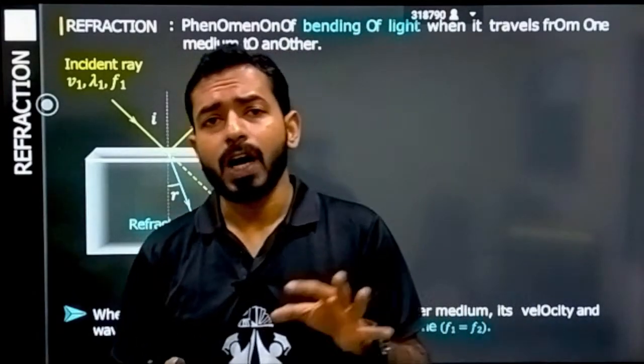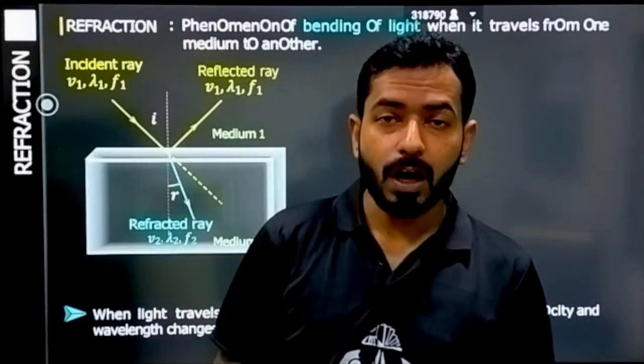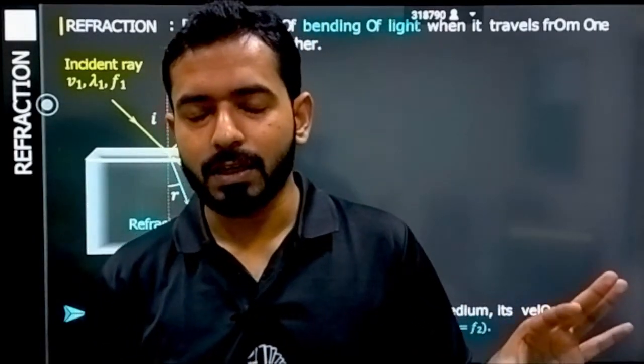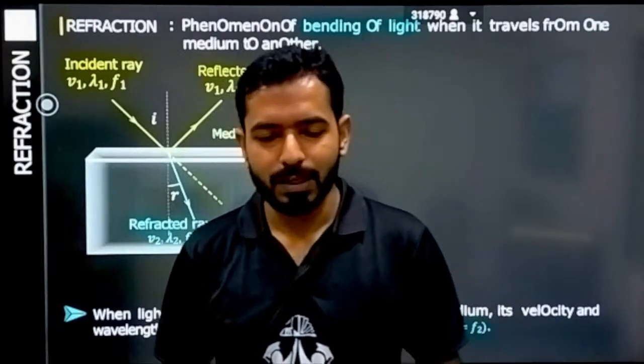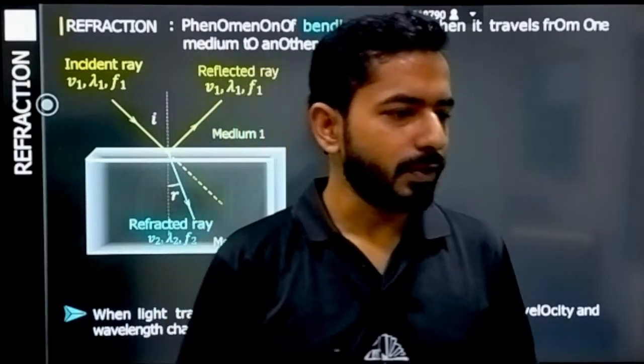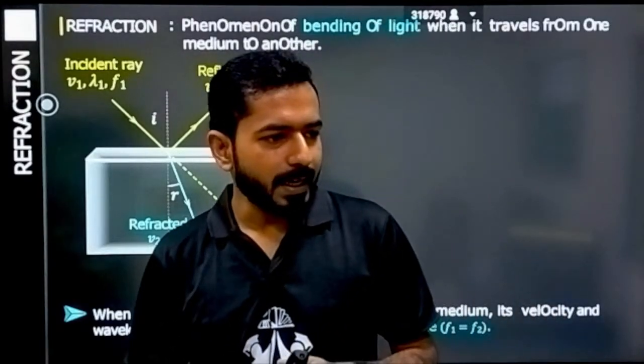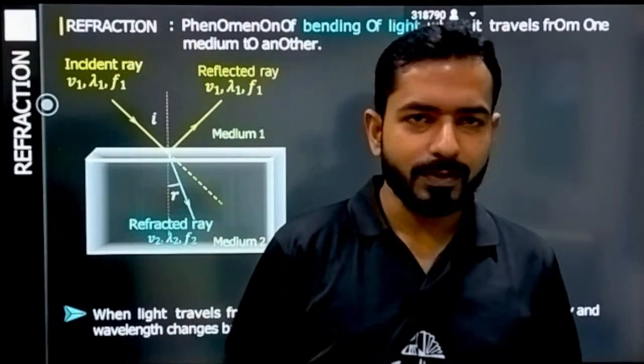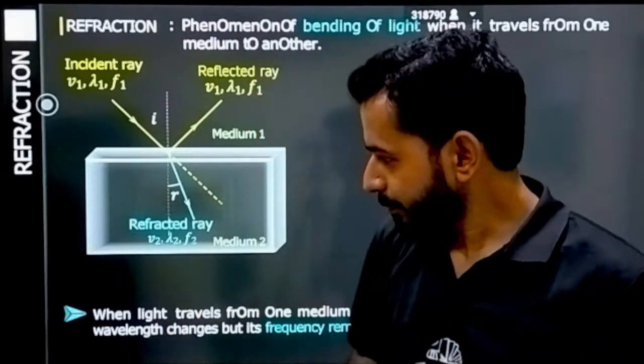So how it will be bending, how much it will be bending, how much deviation, we have seen in reflection also. So here also we are going to see the deviation. All these things we are going to see. Let's start one by one. Are you ready to learn something new? Be ready with your pen and paper. Okay, let's start without wasting any further time.